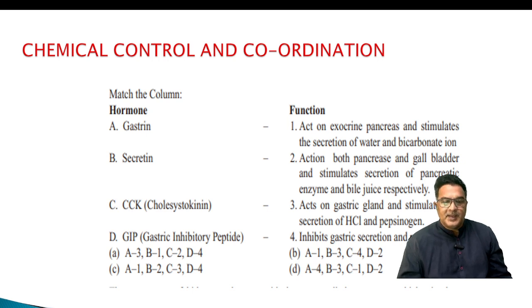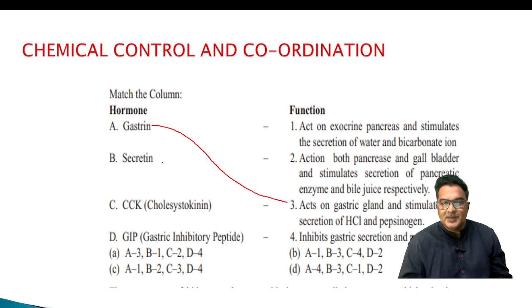Then one more match the following here. Gastrin, secretin, cholecystokinin, gastric inhibitory peptide is given. So we should start from gastrin here. Gastrin acts on the gastric gland and stimulates the secretion of HCl and pepsinogen. Okay. Then A is given 3. When A is given 3, almost all options are gone.